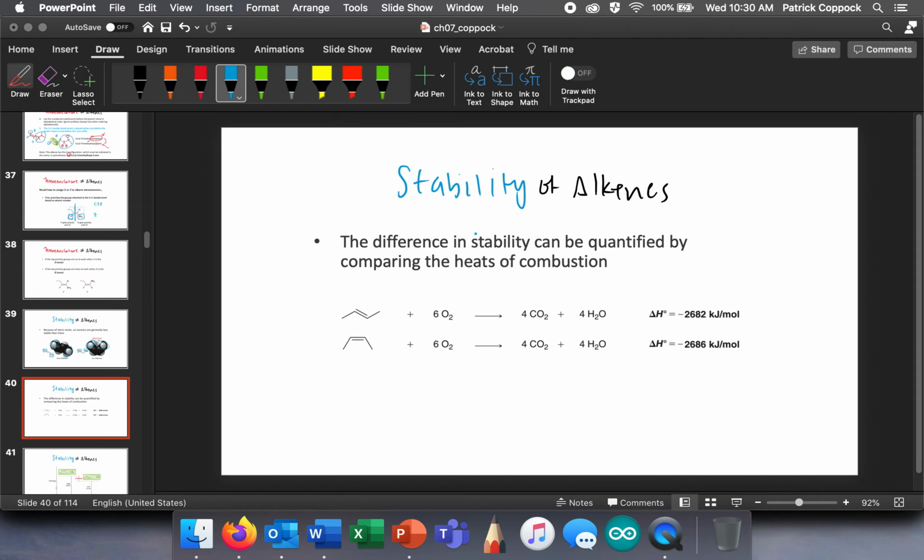So if you take these and combust them in oxygen, you get 2682 kilojoules per mole out of that. It's obviously not a real big difference, right? And if we combust the cis, then we actually get more out of that, right? And that's because this is higher energy. So this is more stable, this is lower energy, and it looks like it's only 4 kilojoules per mole lower. But there you go. That's how we get those.